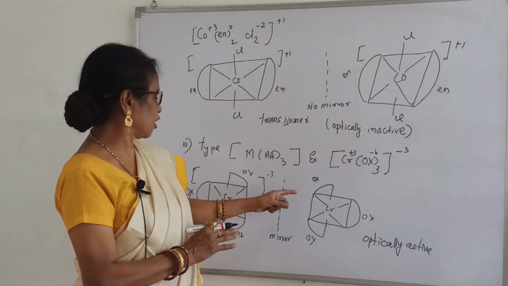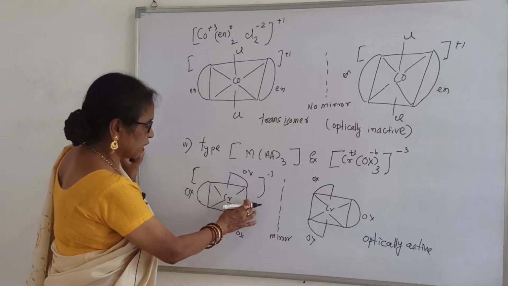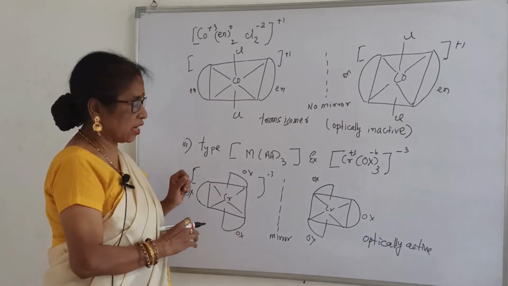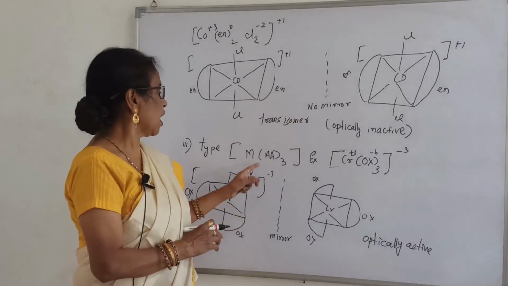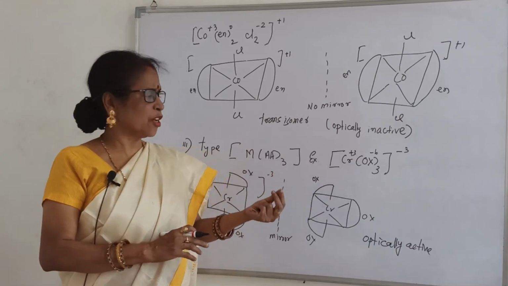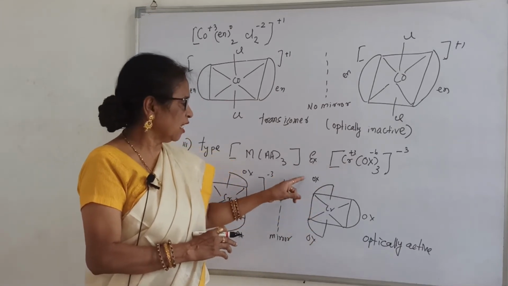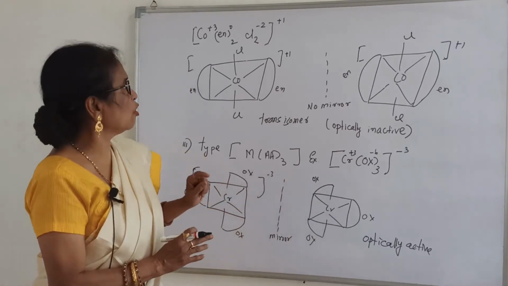Sorry, it is optically active because you can change this position. Here you can write oxalato, this one jumps here, this one jumps here, so it is optically active. And now this form shows M(AA)3. Similarly, anyone you can take. If you take chromium (en)3 instead of oxalato, you can put en. So I hope it is clear.